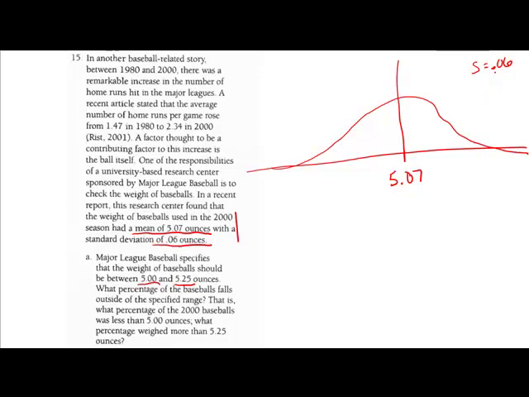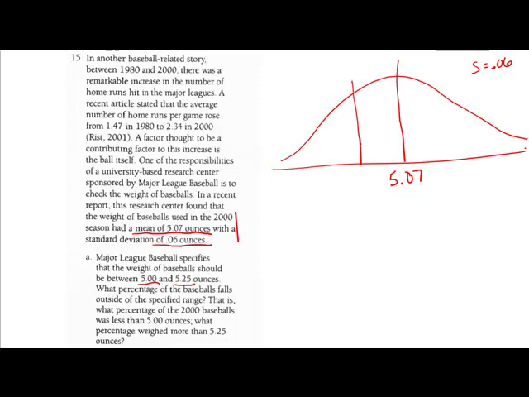First thing that's going to happen is all of these decimal points are going to cause you to make a mistake. So let's just remember, they're just numbers. Baseballs should be between 5 and 5.25. What percentage weighed more than 5.25? What weighed less than 5? Okay, so we just convert these to z-scores.